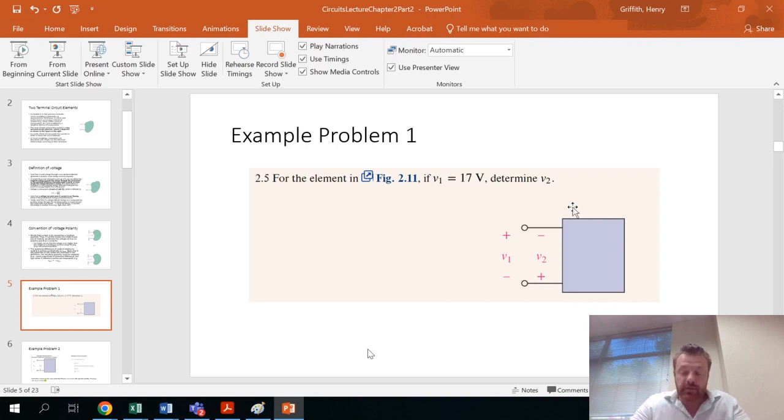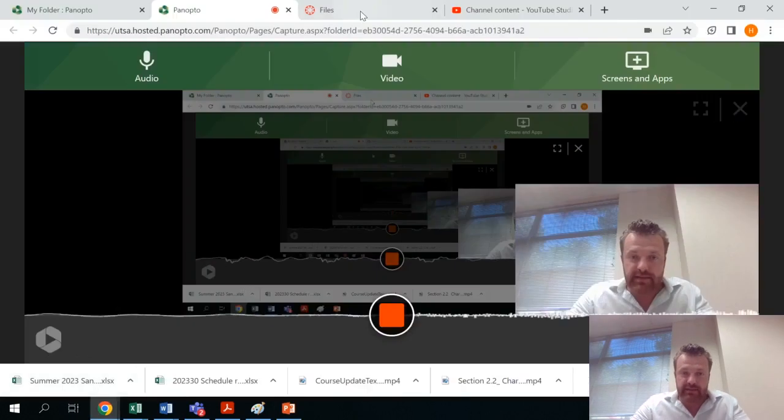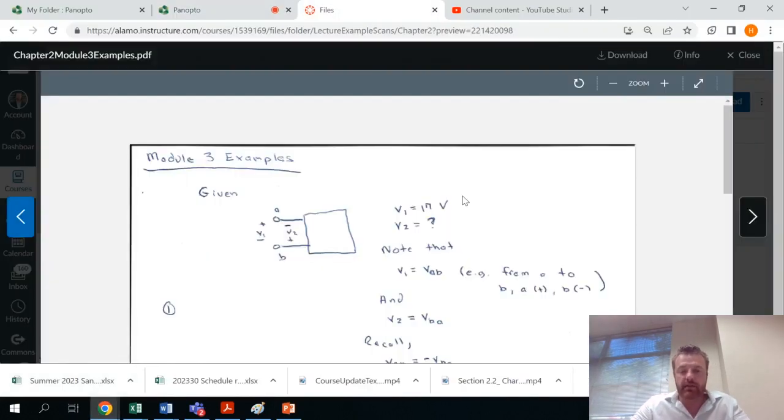You have an arbitrary two-terminal element. We're given that the potential measured from the top to the bottom is 17 volts, and we're asked to measure the potential from the bottom to the top. So hopefully you know the answer is just negative 17 volts, but just to show you a framework of how you could actually set that up, if you notice I actually put alphabetic labels on the nodes of the terminals, A and B. So now you can actually call V1, the potential from the top to the bottom, as VAB. And then by contrast, V2 is just going to be the potential from the bottom to the top, or VBA.